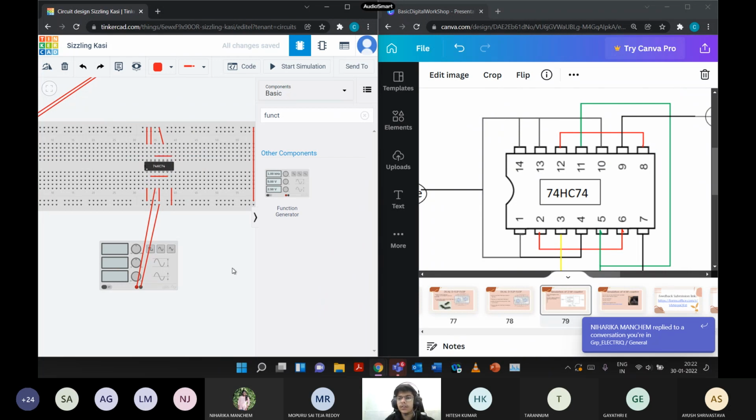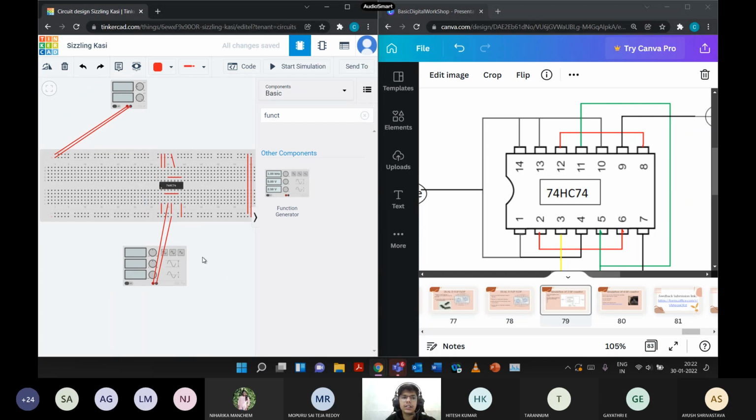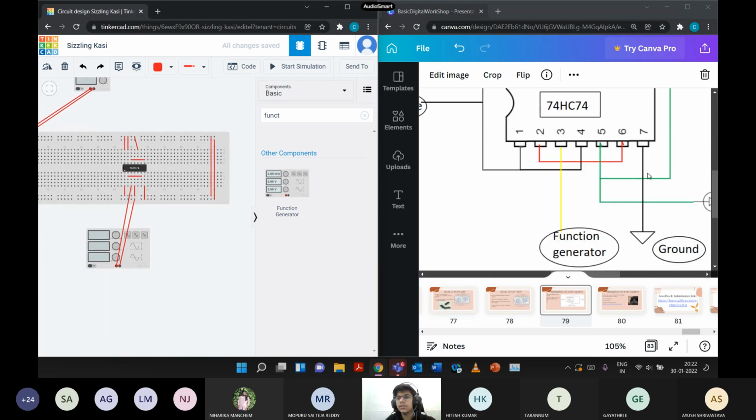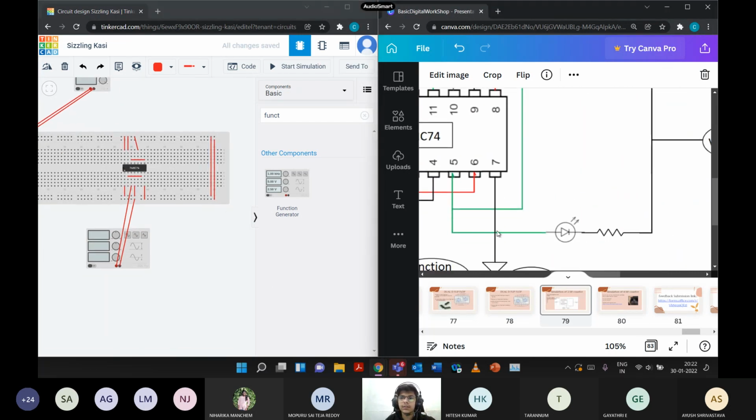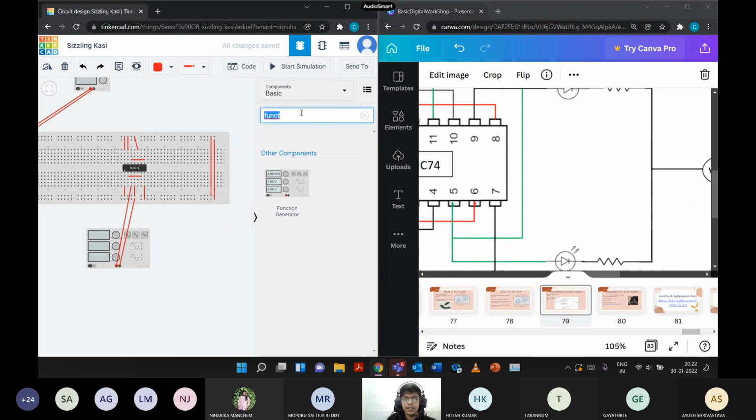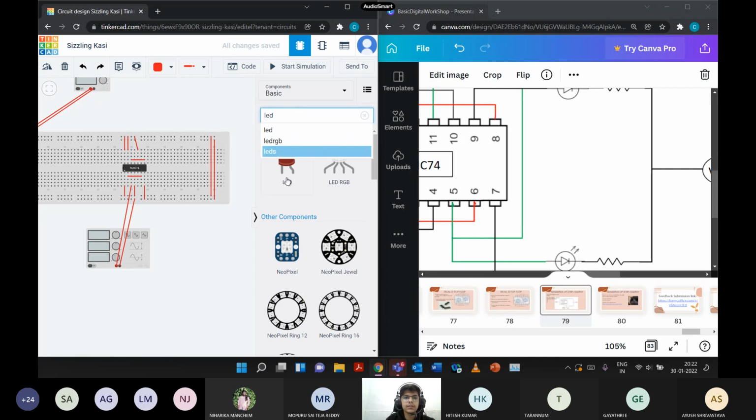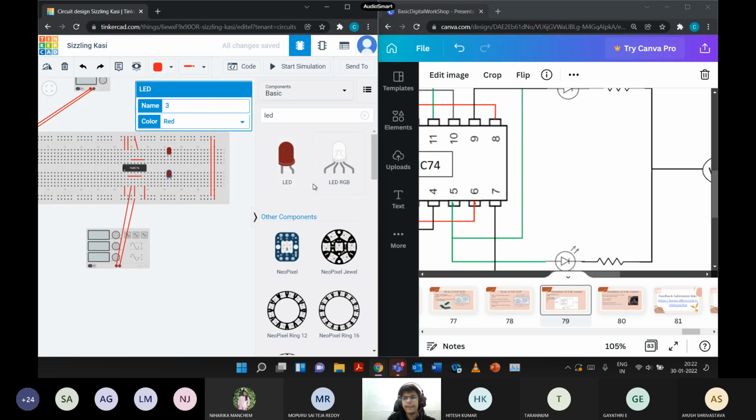Yeah. If you have any doubts, you can type in the chat box. What else we need to connect? Now I think our circuit is almost complete. Now we just have to connect the LEDs for outputs. Okay. So I'll need two LEDs for 2-bit counter. I'll place one of them here and another one here.